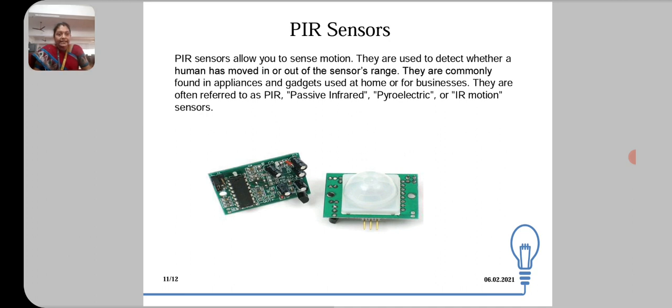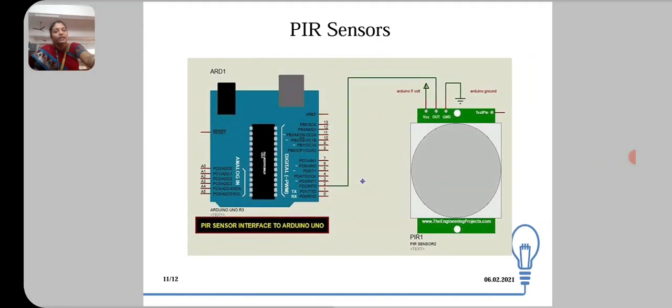It allows to sense the motion. They are used to detect whether a human has moved in or out of the sensor's range. They are commonly found in appliances and gadgets used at home or for business. They are often referred to as PIR sensor, passive infrared or pyroelectric or IR motion sensor. So it's commonly used in security systems and automatic lighting systems and other applications where motion detection is required. And the next is about the connection of PIR sensor with Arduino board.